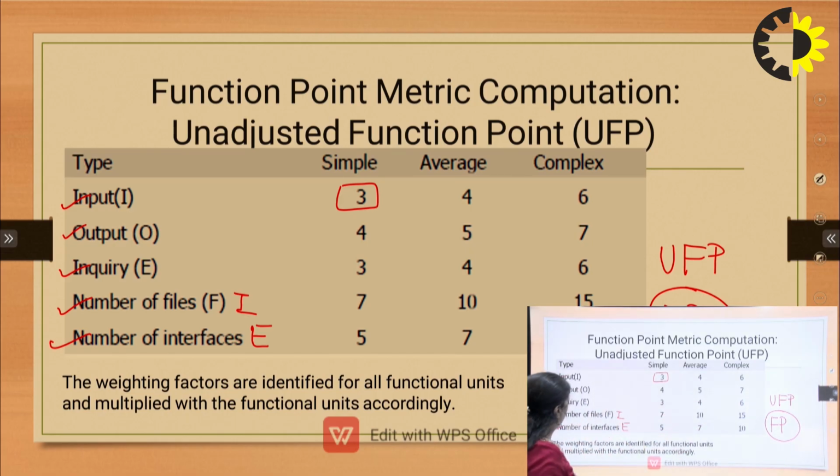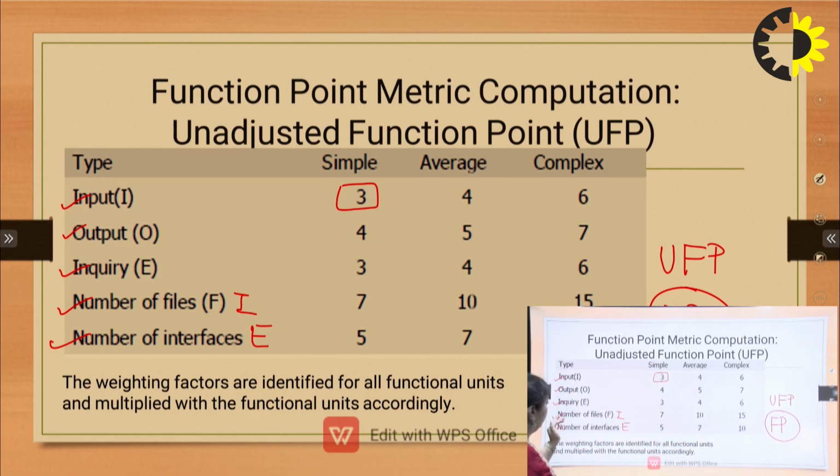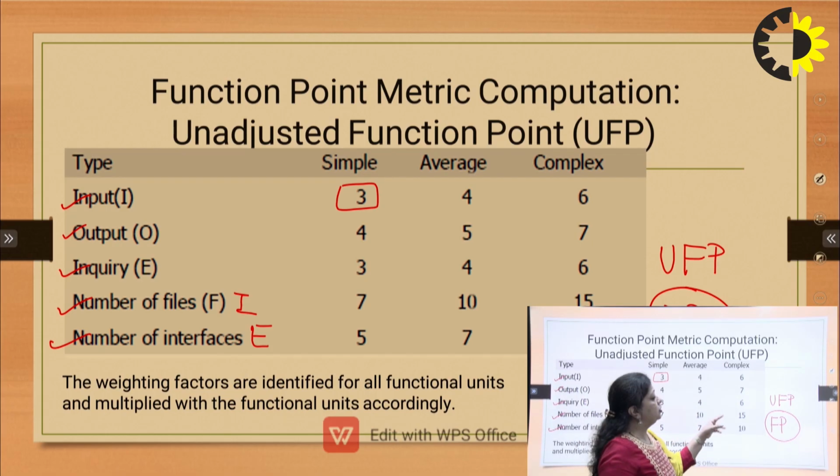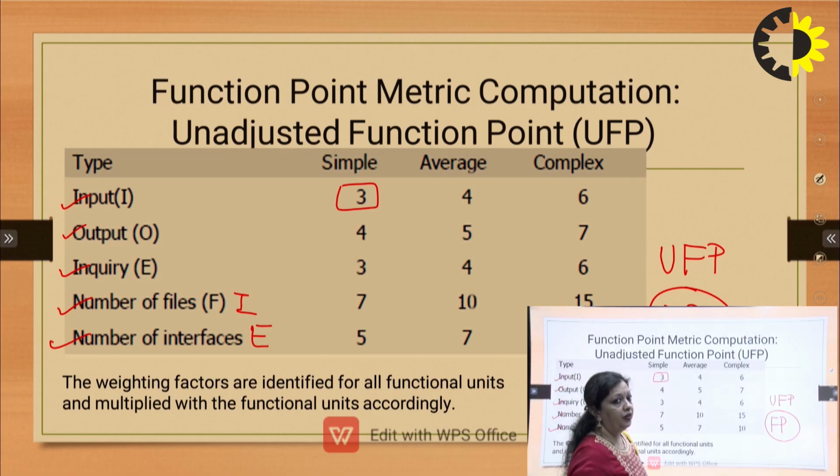Same way for the next functional unit, that is inquiry. If my inquiry is simple, then 3. If it is an average inquiry, then 4. If it is a complex inquiry, then 6. Internal files: if the internal file is a simple one, then it will be assigned a weight 7. If it is average, it will be assigned a weight 10. And if it is complex, it will be assigned a weight 15. External interfaces, if it is a simple one, we'll assign it a weight 5. If it is average, we'll assign it a weight 7, and for complex, we'll assign 10.